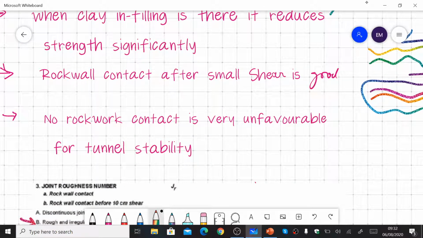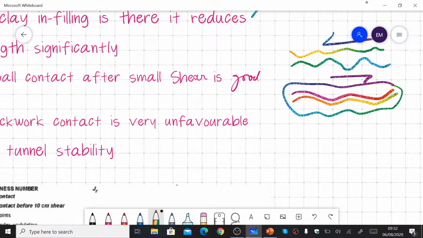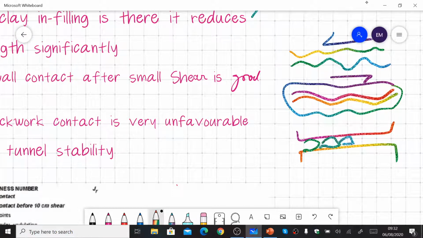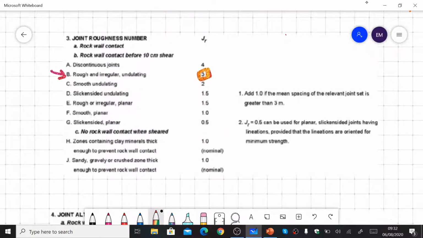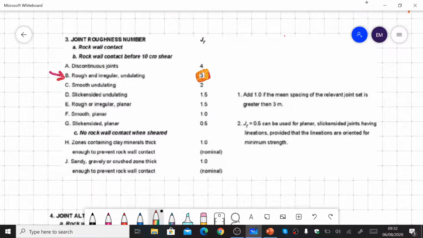So no rock wall contact is very unfavorable for tunnel stability. If there is no rock wall in contact, that means this is one side of the wall and this is one side of the joint, and this is all containing filling in between. So this is a very poor condition and it is very unfavorable. So JR will be obtained from this table.